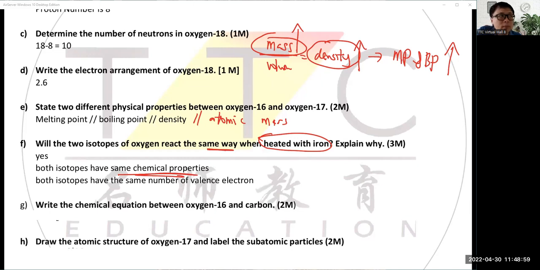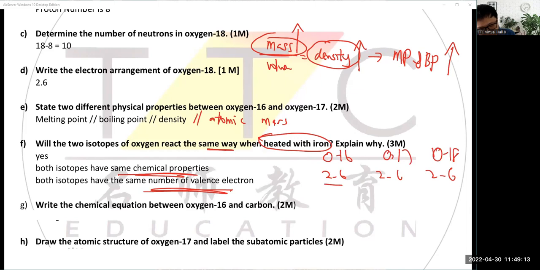The chemical property of oxygen actually depends on the valence electrons. Because for all of these, whether it's oxygen 16, oxygen 17 or oxygen 18, the electron arrangement is 2.6, meaning their valence electrons are the same. Then for the chemical equation between carbon and oxygen 16: carbon plus oxygen 16 will become carbon dioxide.